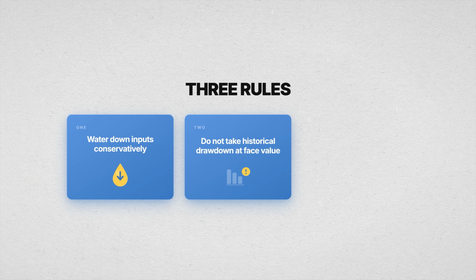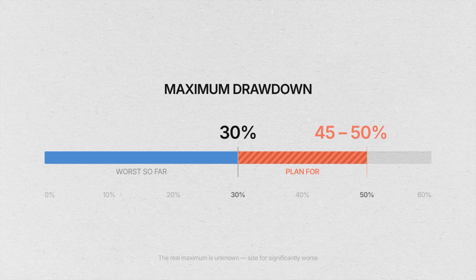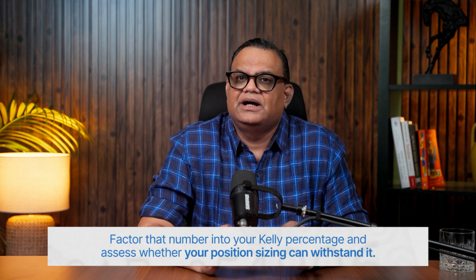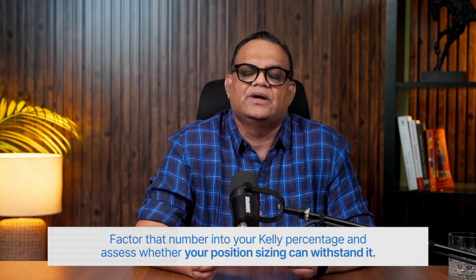2. Likewise, do not take your historical drawdown at face value. If your strategy has had a maximum drawdown of 30%, that is not the worst it can get. That is the worst it has gotten so far. The real maximum drawdown is unknown. So plan for significantly worse: if history shows 30%, size for 45% or 50%. As they say, the drawdown you haven't seen yet is almost certainly still ahead of you. Factor that number along with the Kelly percentage and see if you will be able to survive that with your allocation.